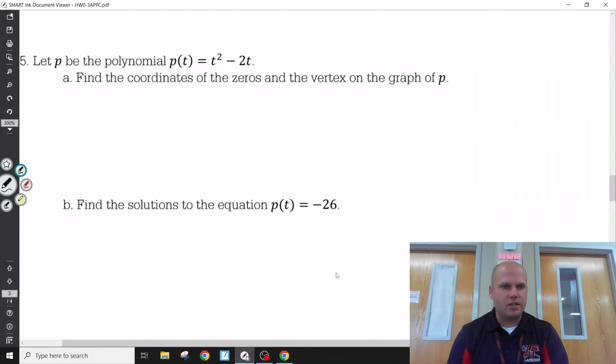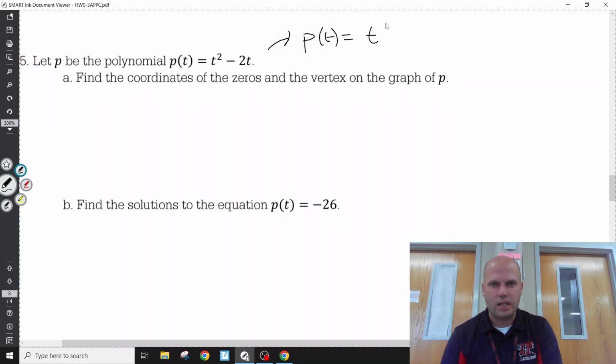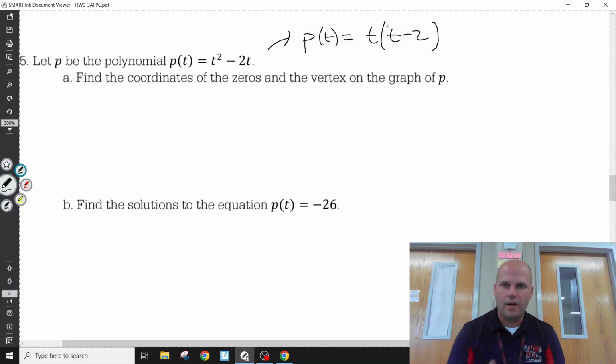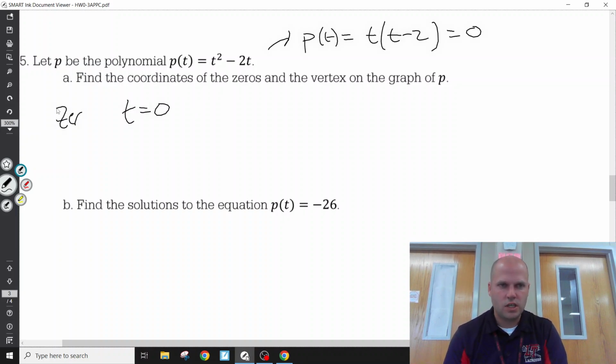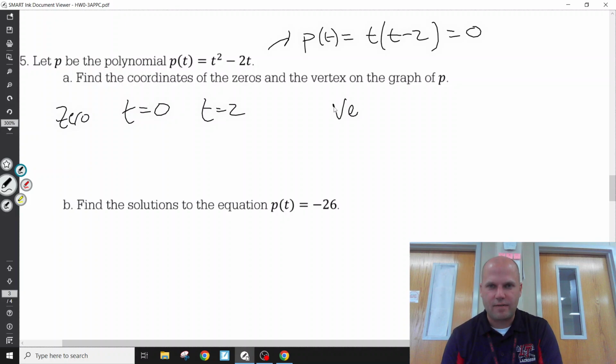All right, I'm going to do the easy way because I told you if you could factor, you should probably factor. So I think the easy way is to have this factored because we can easily find the zeros. The zero product property gives us our zeros, t equals 0 and t equals 2. The vertex has to be smack dab in the middle. I don't even have to do any math.